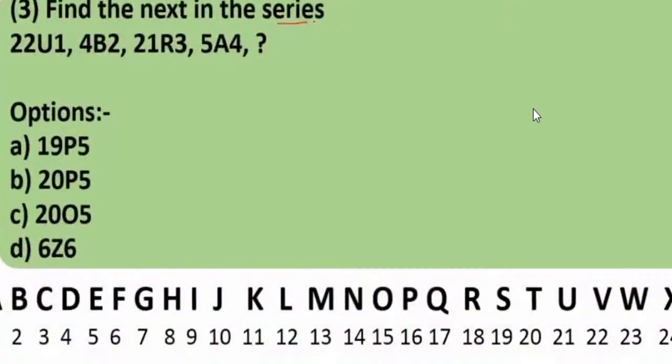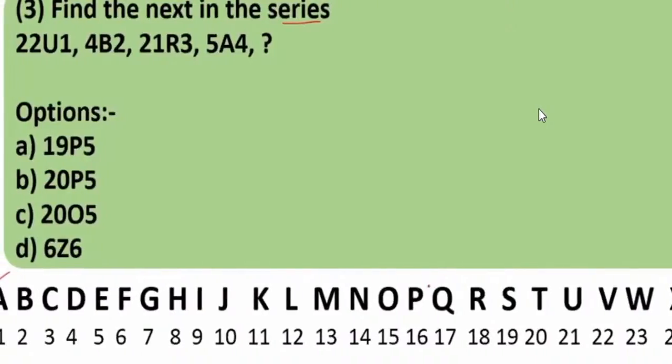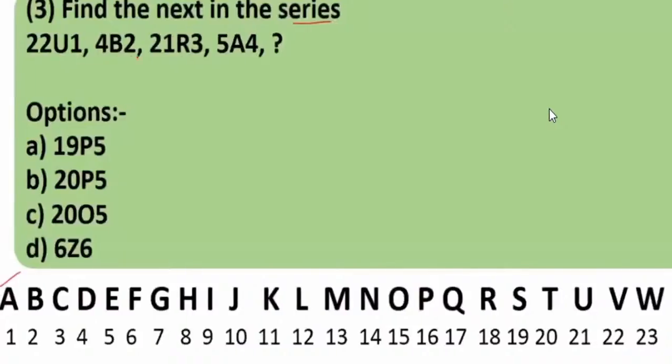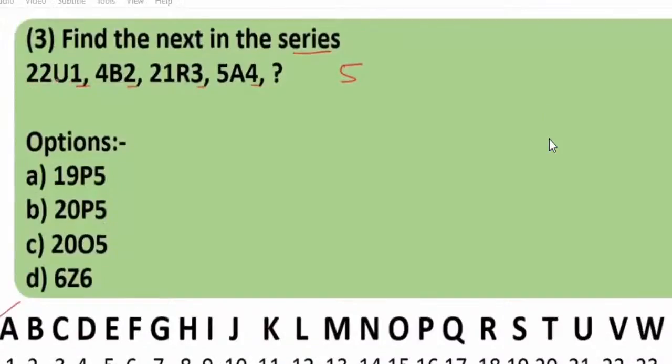Again over here we have a series sum. Just like I have told in the in-depth tutorials, always write A to Z and their positions in rough before you start the paper, because it becomes easier to solve the sums. Observe here what you have: 22U1, 4B2, 21B. Observe the last digit, it increases. So the last one must be 5 over here. After that what you have?